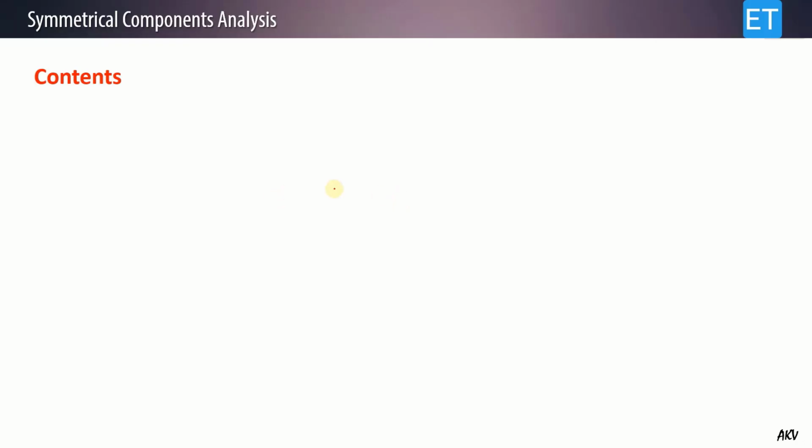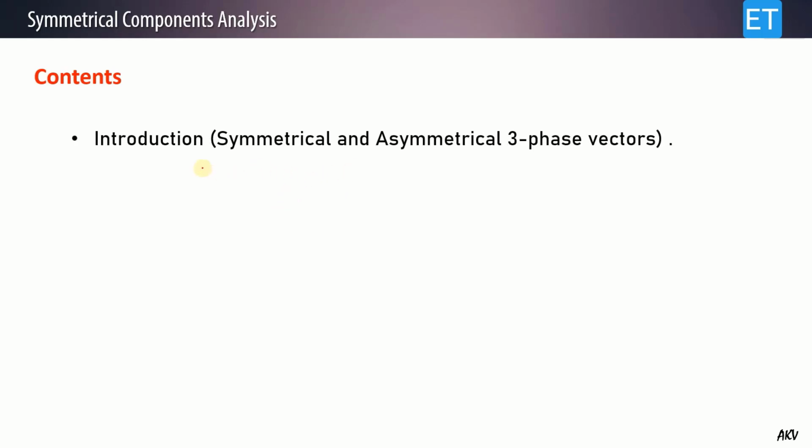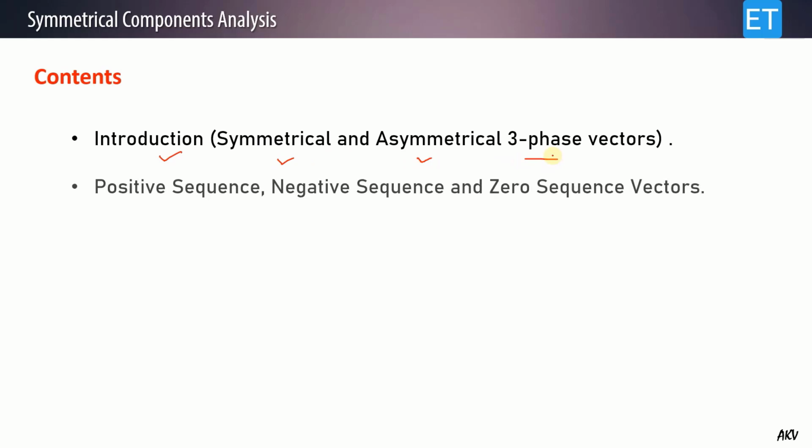Okay, let me show you the contents which I'm going to cover in this video. First, I will introduce the topic, where I will also show you what symmetrical and asymmetrical three-phase voltage or current vectors are. Then I will explain what the positive sequence, negative sequence, and zero sequence vectors are. And then we will go through the operator A that will be utilized in finding these symmetrical components.